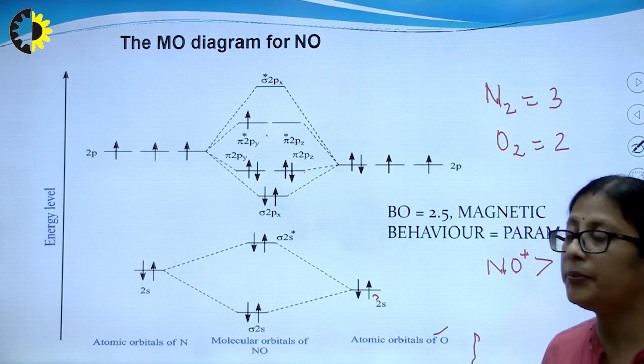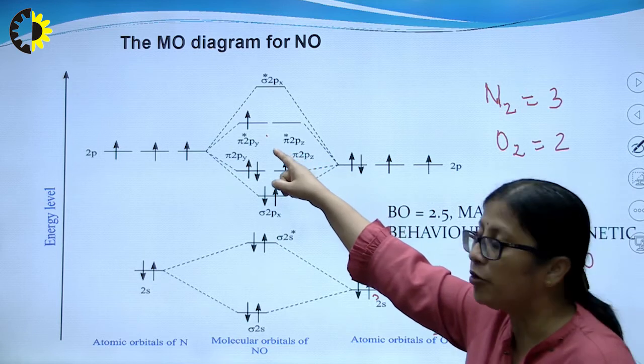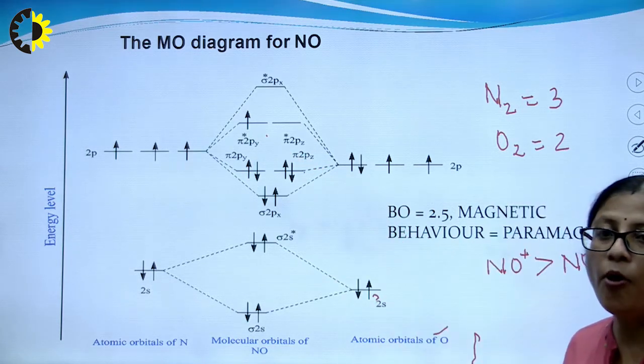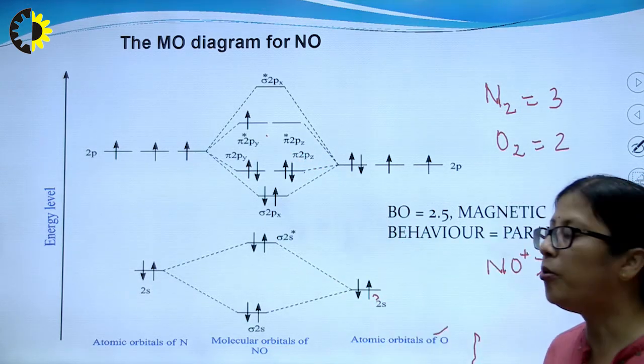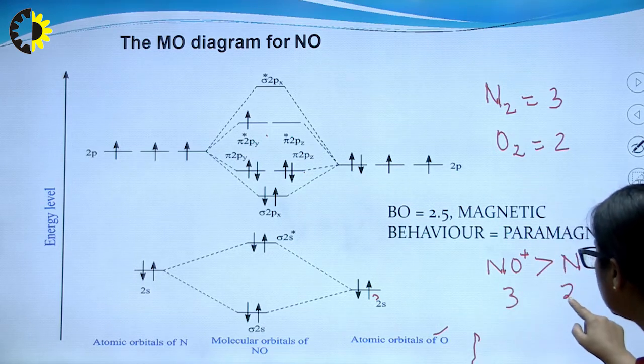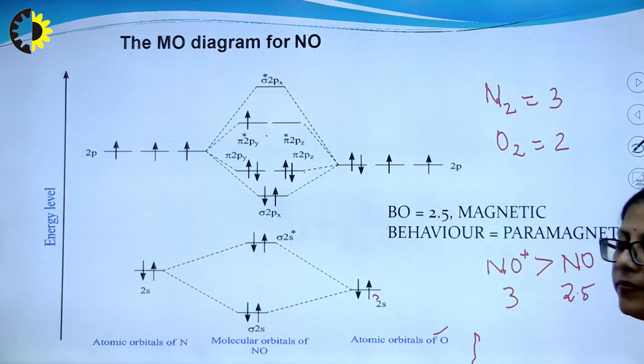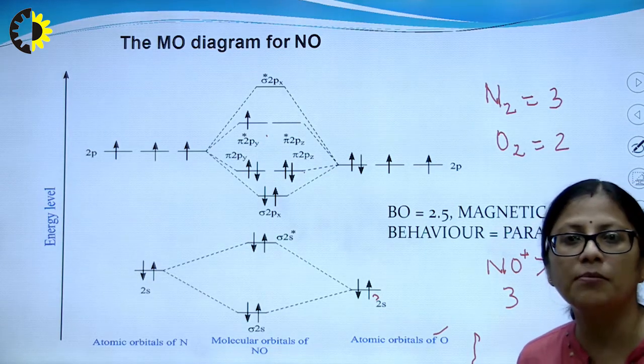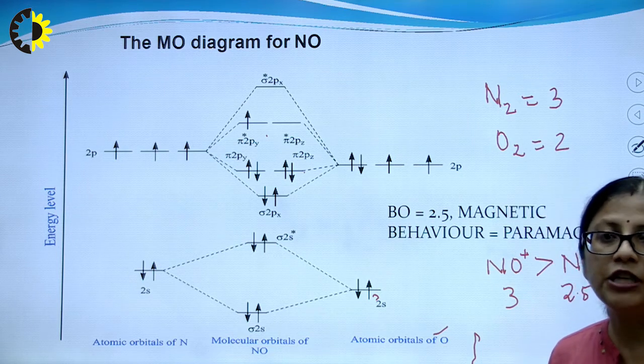And the second thing, since this electron is getting removed from the anti-bonding orbital, the bond order increases. The bond order of NO plus is 3 and NO is 2.5. So again, NO plus becomes more stable than NO because of these two reasons.